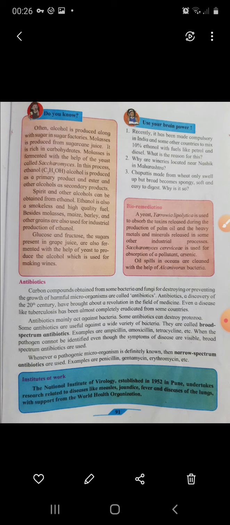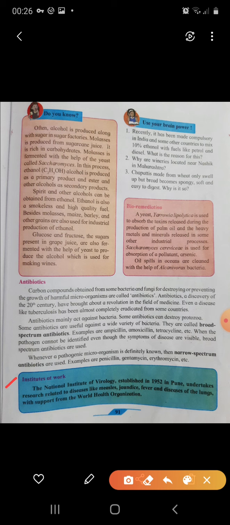This is a very important topic. Based on this, the question is: write a short note on antibiotics, or distinguish between broad spectrum antibiotics and narrow spectrum antibiotics. Okay, for this you can write the definition along with the examples. Then this column, 'Institutes at work', is also omitted from our syllabus, but it is given for extra reading. You can take more information about some institutes that work in biotechnology, right?